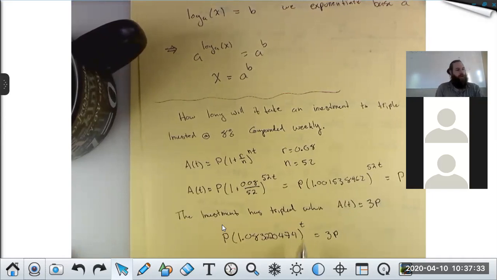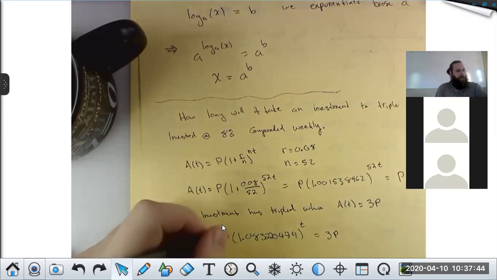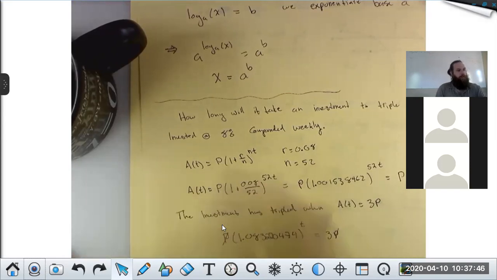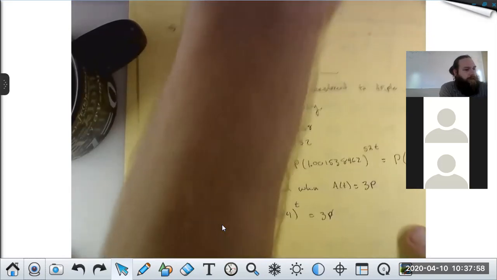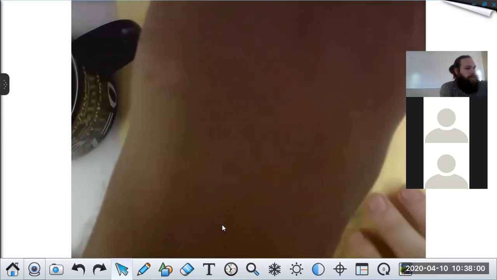I take the function A of t in its simplified form because it's easier to work with, and I set it equal to 3P. The P's are going to cancel, right? I divide both sides by P, and those cancel. I want to rescue this t down from the exponent. So to do that, I'm going to have to take a logarithm. All right, this is an exponential equation.